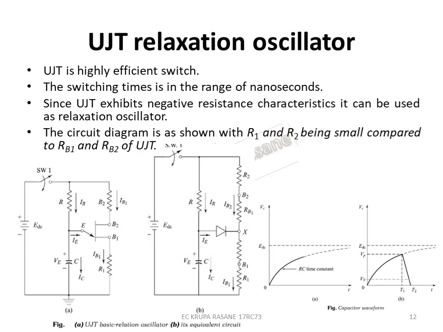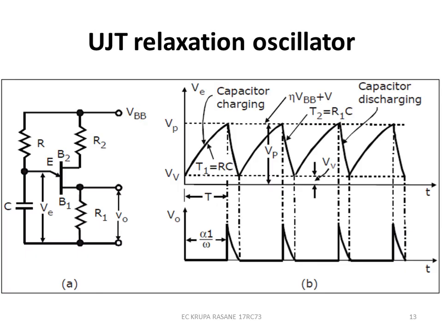The circuit diagram shown here has R1 and R2, whose values are very small compared to the internal values of RB1 and RB2. Hence we say that eta is almost the same as we had earlier, but we need to use these resistances R1 and R2 with the UJT for certain other reasons. So this is how a UJT relaxation oscillator circuit looks.